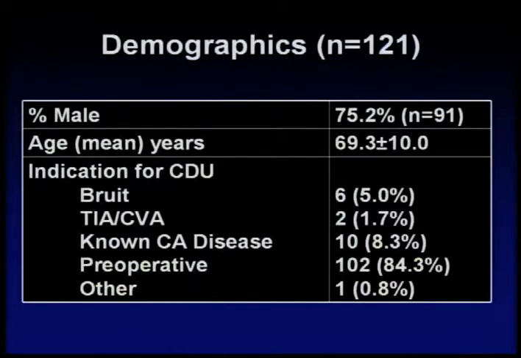Of our 121 inclusions, 91 were men. Our average patient was 69.3 plus or minus 10 years old. 6 came in for asymptomatic cervical bruits, 2 came in for stroke or TIAs, 10 had known carotid disease, 102, or 84.3%, were here for pre-op examinations.